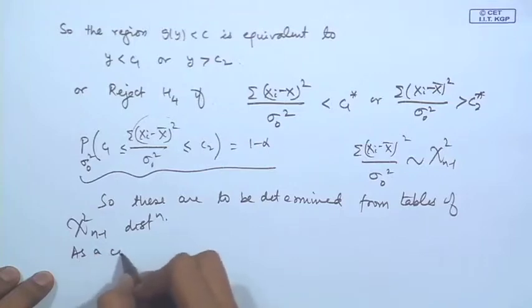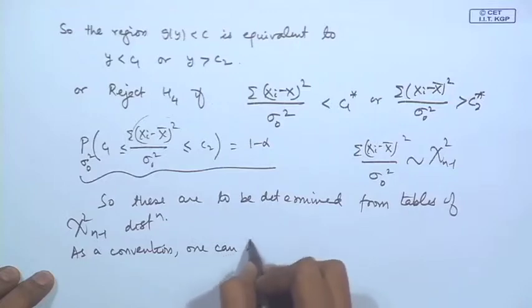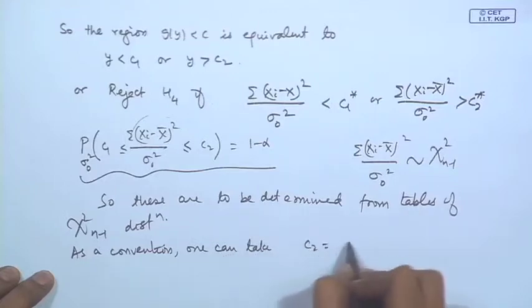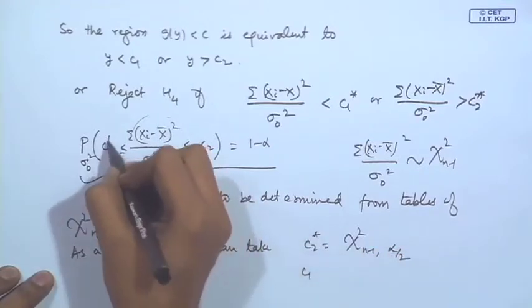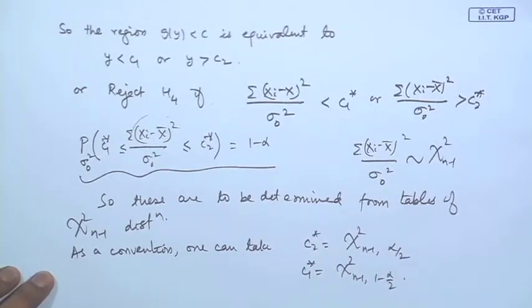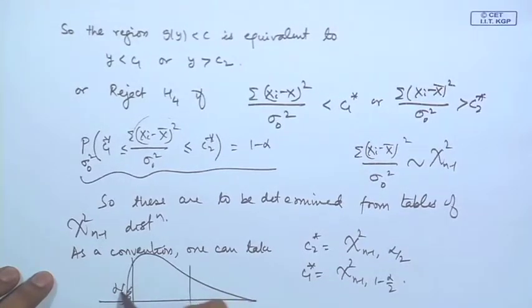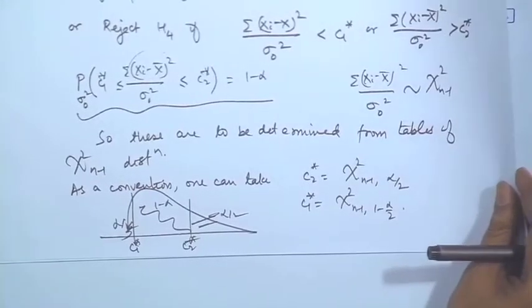As a convention, one can take C2 equal to chi-square n minus 1 alpha by 2 and C1 as chi-square n minus 1, 1 minus alpha by 2, because the probability between this, suppose this is alpha by 2 probability, this is alpha by 2 probability, then this is 1 minus alpha. So, this is C1 star, this is C2 star that we can take here.